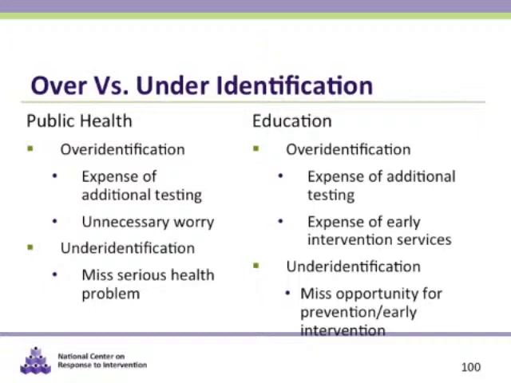If we over-identify students at a greater rate, we have the expense of additional testing. We also have the expense of additional intervening services. And in a time when we have limited budgets, we want to be careful about over-identifying students. So we can use cheaper assessments such as progress monitoring to confirm or disconfirm if we're worried about over-identification. If we under-identify students, we miss the opportunity to intervene.